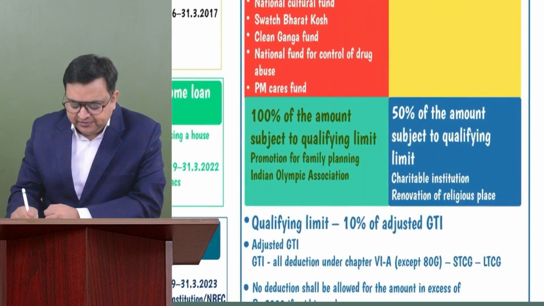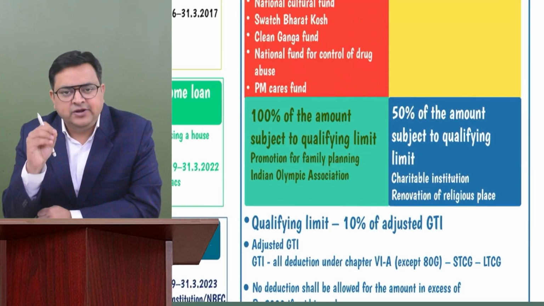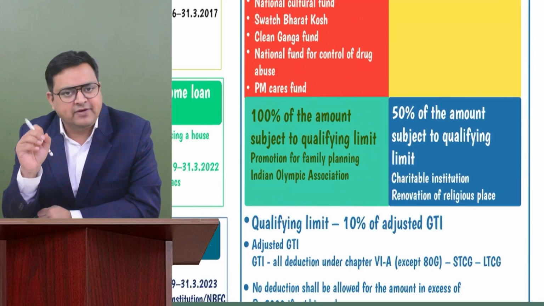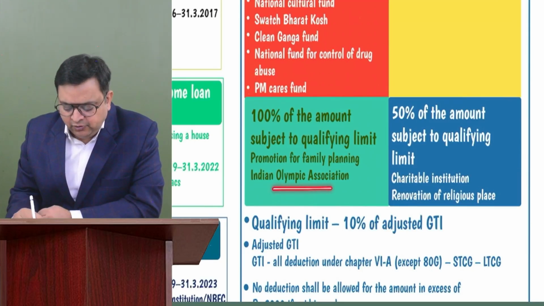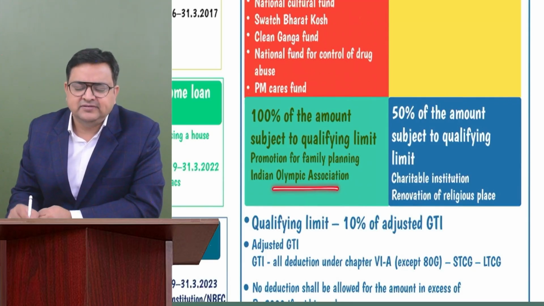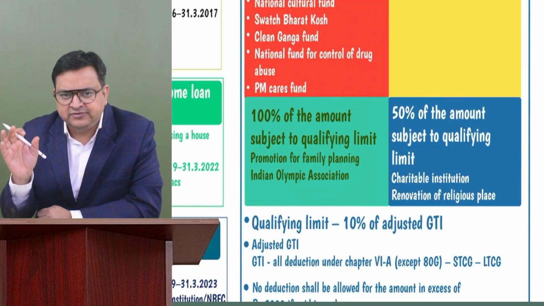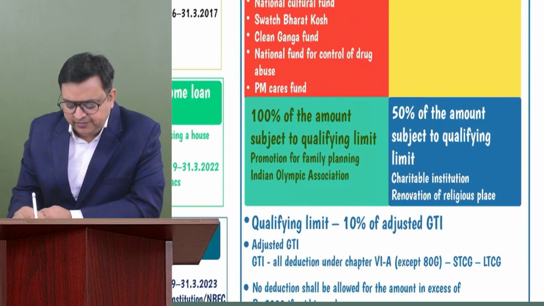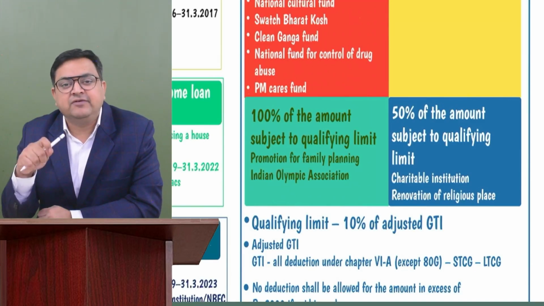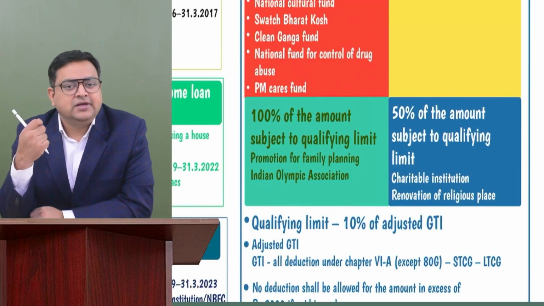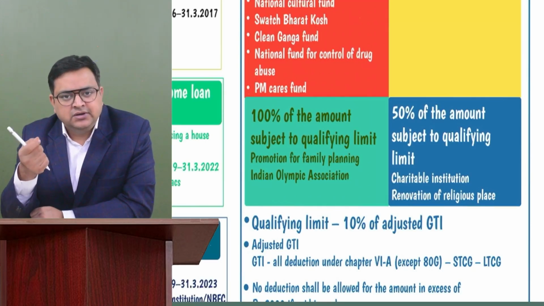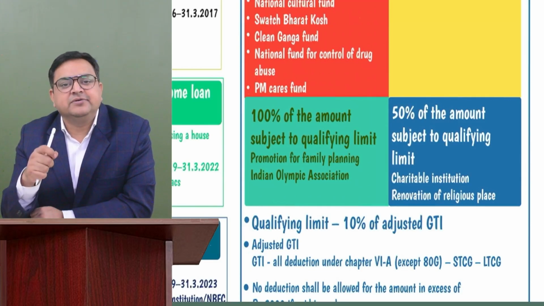Now, if the person has donated to any approved association for promotion of family planning, or to the Indian Olympic Association, which is only for a company assessee: if a company has given to the Indian Olympic Association, generally it will not come. If it can come, it could be promotion of family planning. If we have given a donation to any approved institution promoting family planning, then we can get a deduction of 100% of the amount contributed or 100% of the qualifying limit.